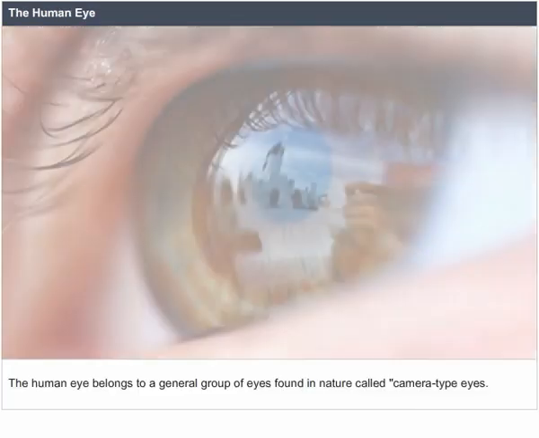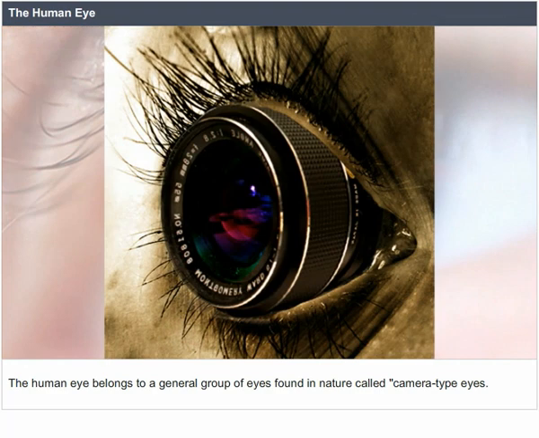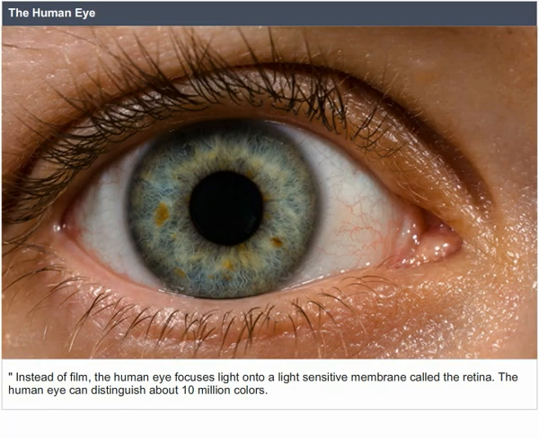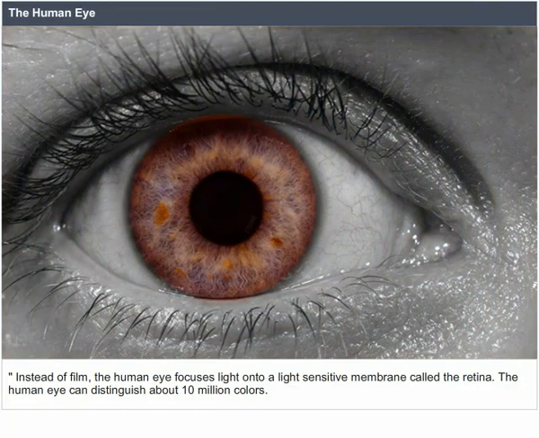The human eye. The human eye belongs to a general group of eyes found in nature called camera-type eyes. Instead of film, the human eye focuses light onto a light-sensitive membrane called the retina. The human eye can distinguish about 10 million colors.